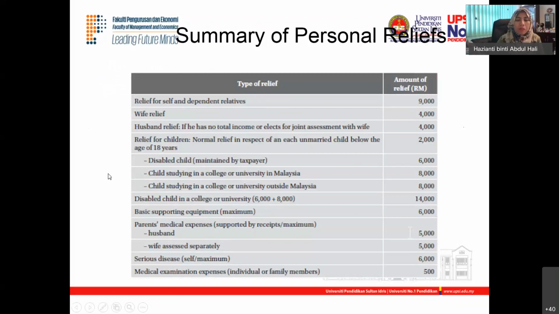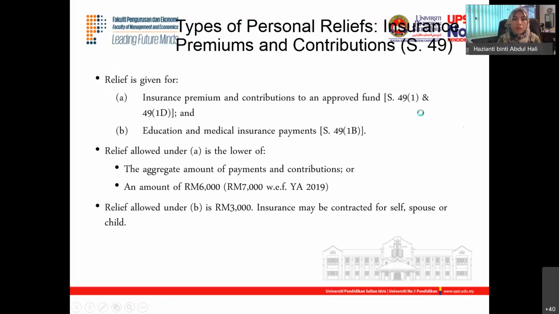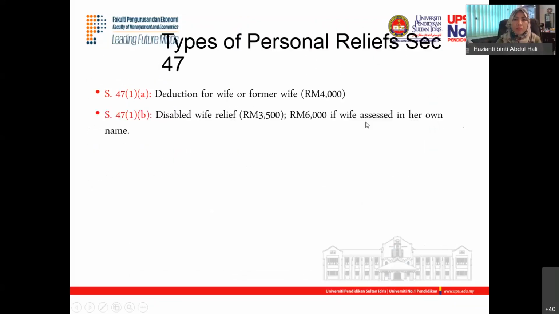Ni disable child. Okay, untuk disable child tadi akan jadi macam ni lah 6,000 plus 8. Kalau dia belajar dekat universiti. Kalau wife 4,000 and kalau wife tu disable 3,500. So kalau separate assessment, wife tu orang tu sendiri disable 6,000 lah.